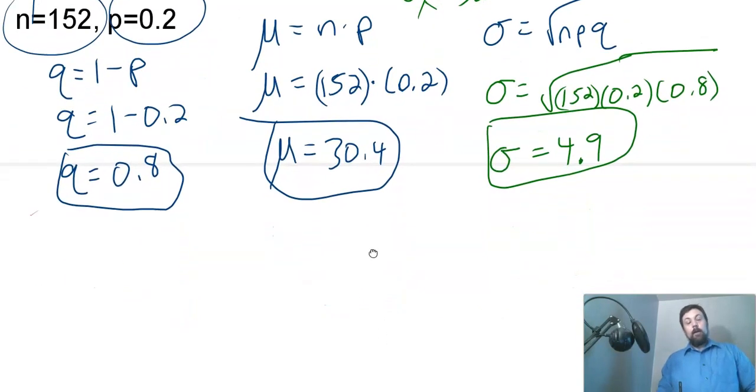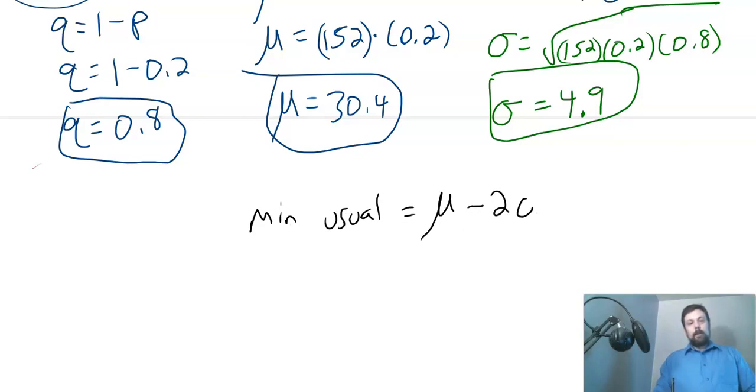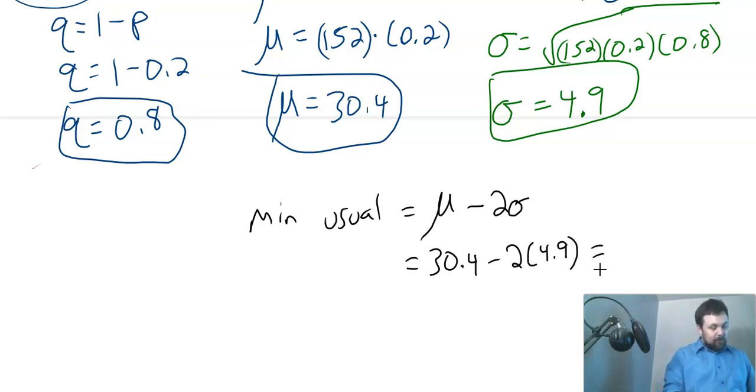All right. For the next part, which is to find the minimum and maximum usual value. The minimum usual value is the mean minus 2 times the standard deviation, which is going to be 30.4 minus 2 times 4.9. Which again, I can do in my calculator. 30.4 minus 2 times 4.9. 20.6.